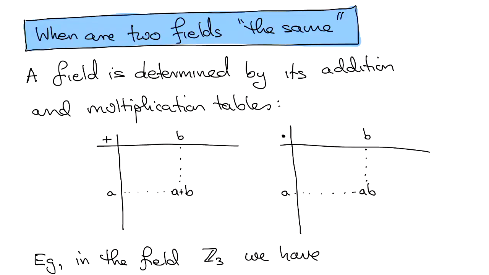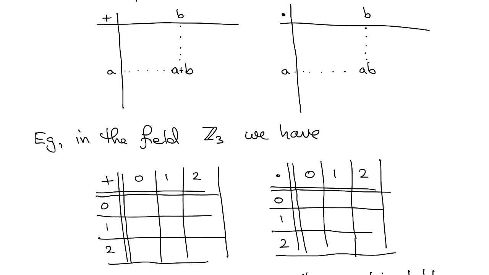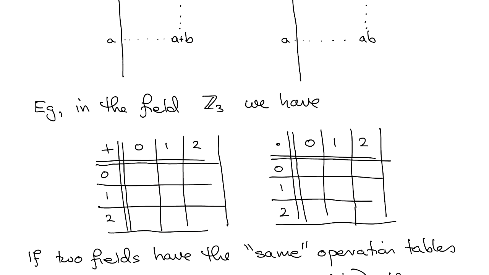A field is all about its operations, so it's determined by its addition and multiplication tables, where you write out the elements of the field, possibly infinite, but let's imagine a finite field, A's and B's, and then in the corresponding entry you write A plus B. And similarly for multiplication. It looks like there's a minus sign in the multiplication. I didn't mean that. Just get rid of that. So for example, in the field Z3, well, I can do this really quickly.